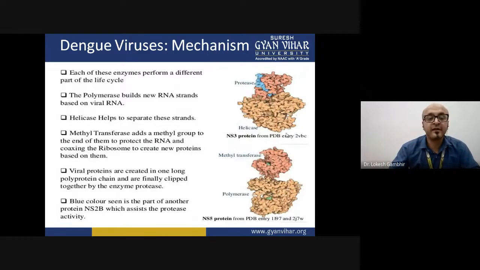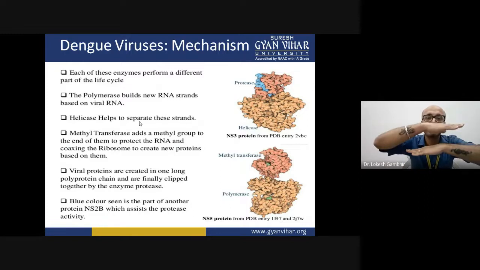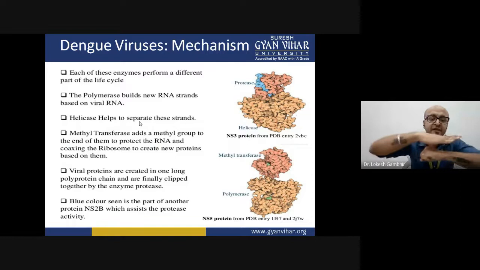mechanism is actually working. So when we are talking about the polymerase, we know that it is responsible for forming the new RNA strands based on the viral RNA. Now when we are talking about the helicase, what is helicase doing? See, helicase is required when a negative strand is used as a template to synthesize the positive strands; there is a bonding, and then it is required to detach this positive strand so that a new strand can be formed.